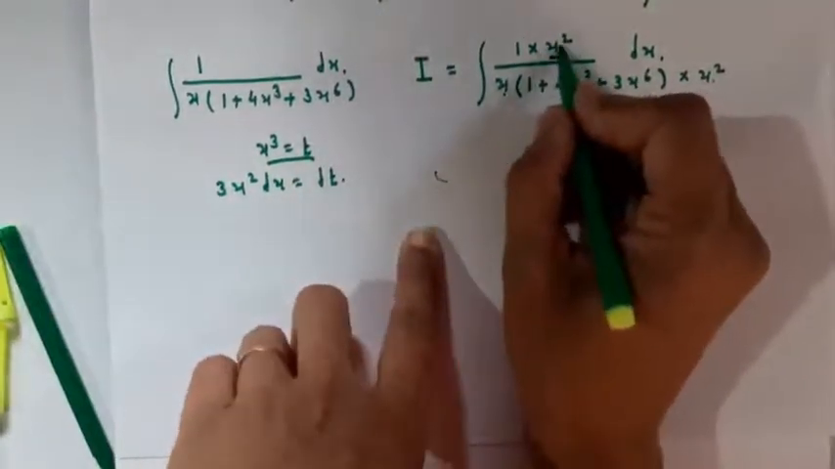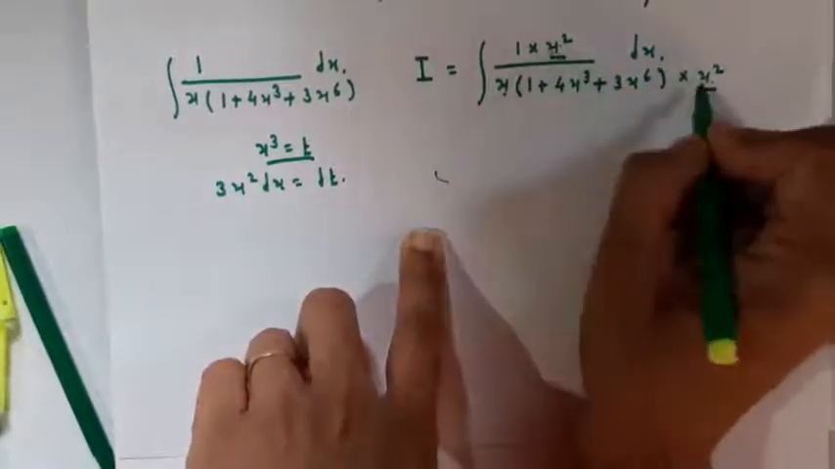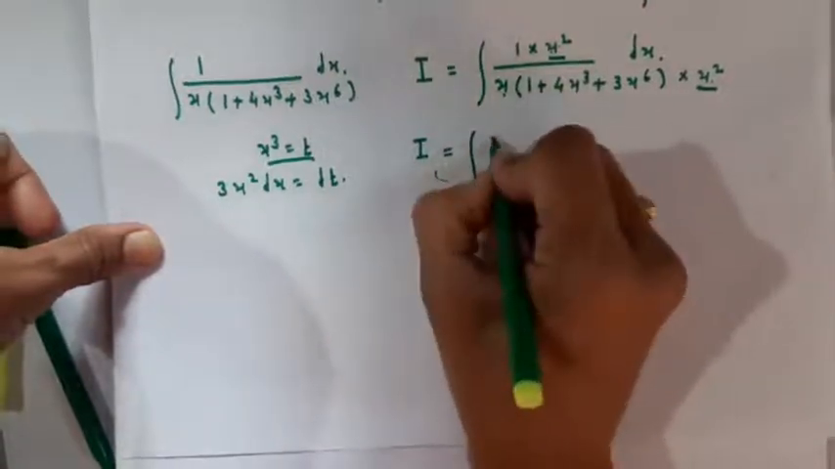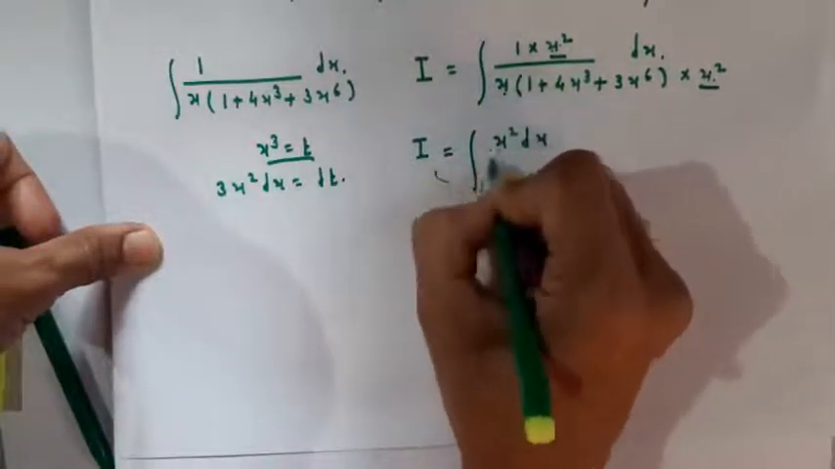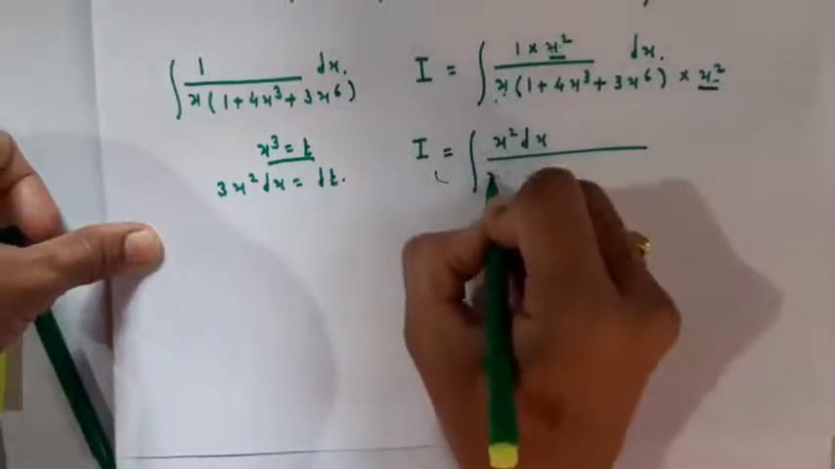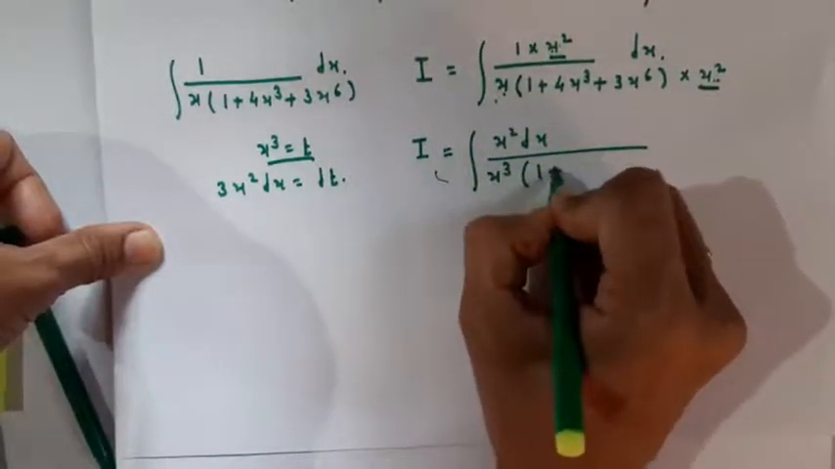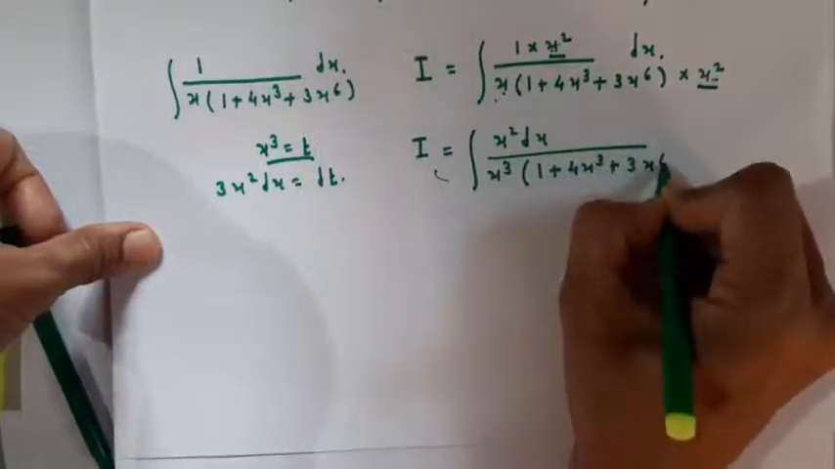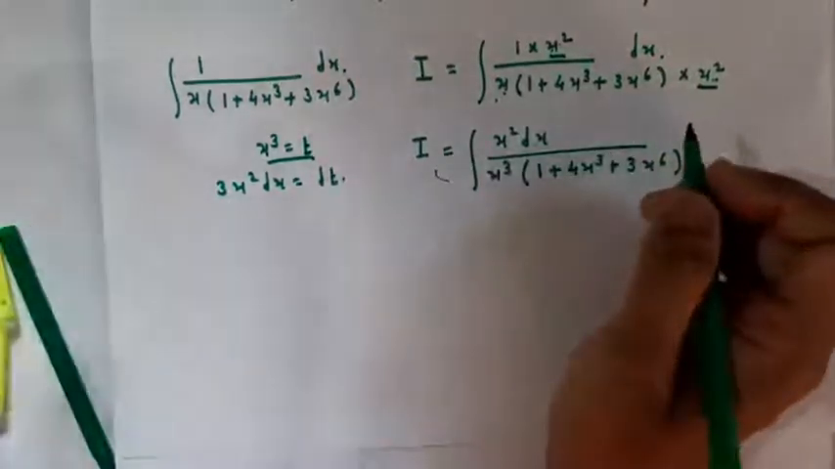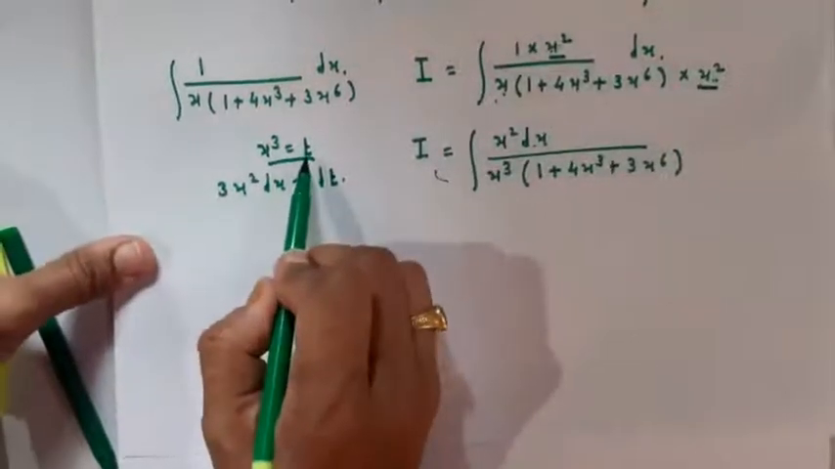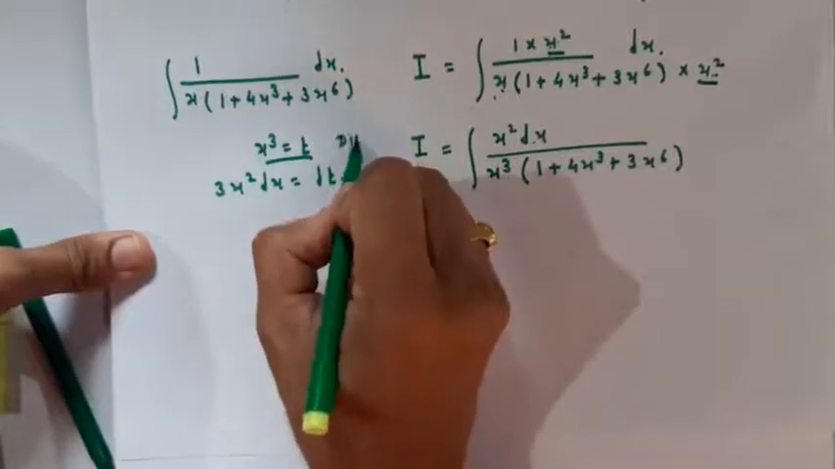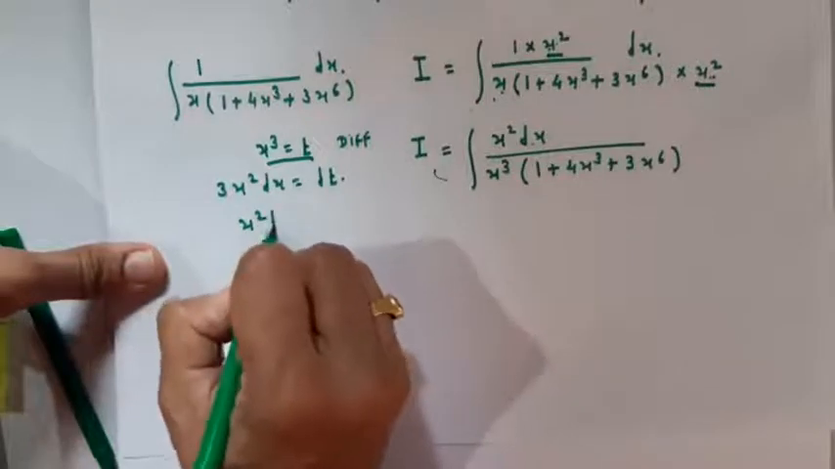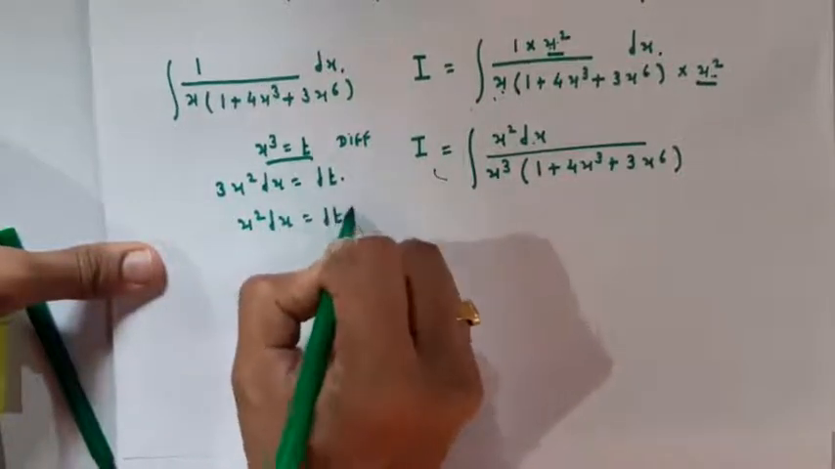Okay, multiply numerator and denominator by x², and therefore our integration I equals x² dx upon x into x², that is x³, into (1 + 4x³ + 3x⁶) with respect to x. So if x³ equals t, then differentiating with respect to x, we will get 3x² dx equals dt, and x² dx equals dt upon 3.